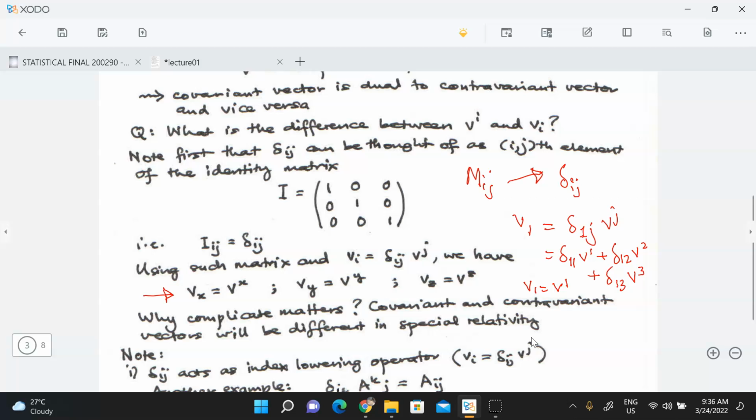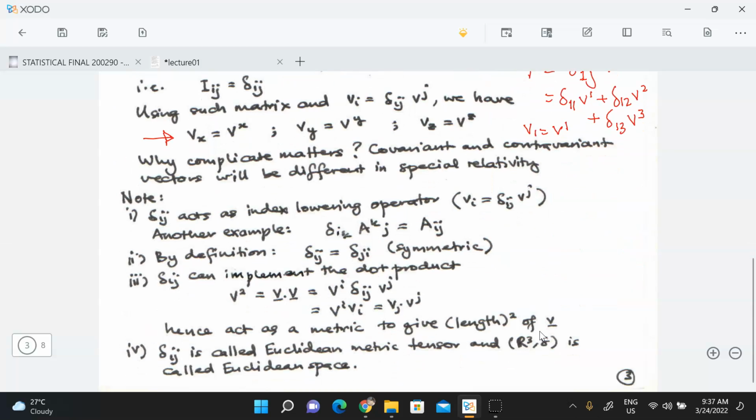I said yesterday that this Kronecker delta is like a monster, a new object. Now you can think of it as just a matrix. But that matrix plays a subtle role. In converting from the contravariant vector to the covariant vector, it acts like an operator. It operates on the index on top and brings it down. So you can think of it as an index lowering operator in general.